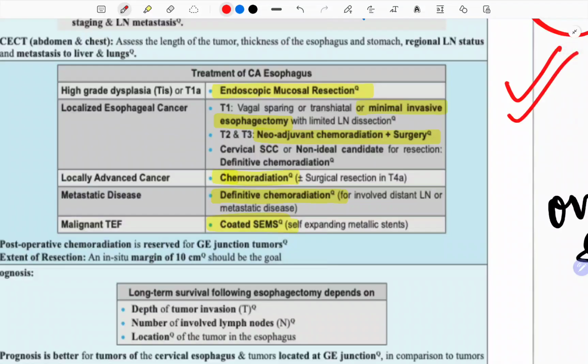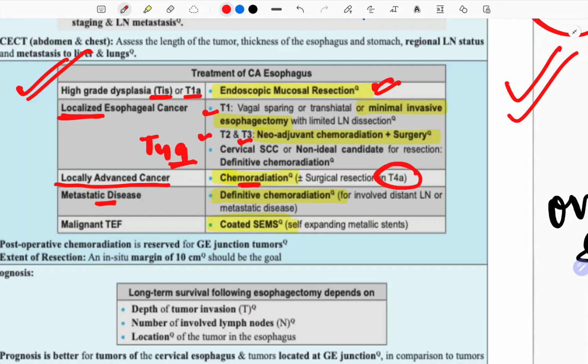Now just quickly have a look at the treatment options. In high grade dysplasia, that is Tis and T1a, we do endoscopic mucosal resection. In localized esophageal cancer, that is T1, T2 and T3 and T4a as well, we can do surgery along with chemoradiation therapies. In locally advanced, we do the chemoradiation, specifically the T4a. And in metastatic, that is T4b and beyond, or M1 and M2 stage, we do the definitive chemoradiation. And we also do the palliative treatment, that includes the coated SEMS, the self-expanding metallic stents.